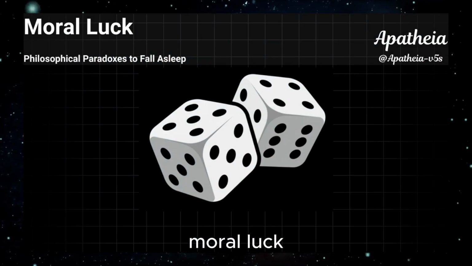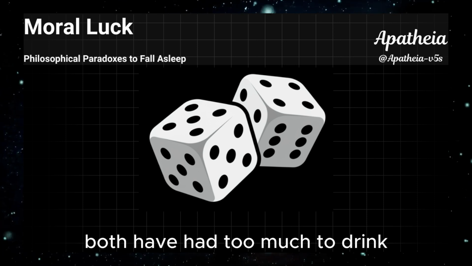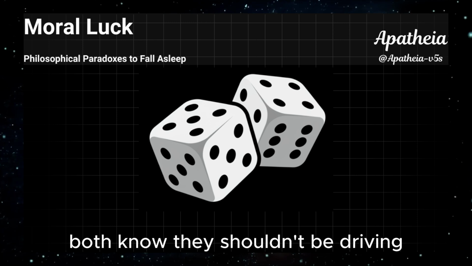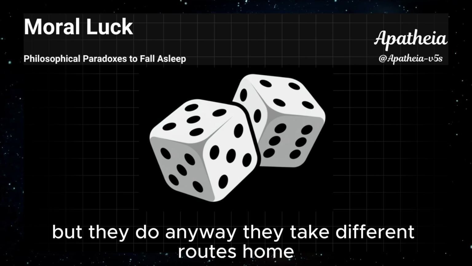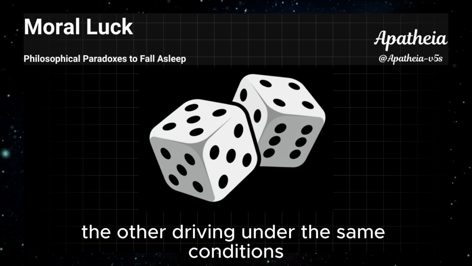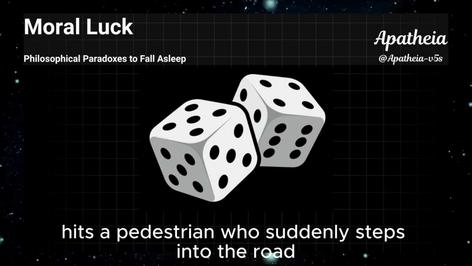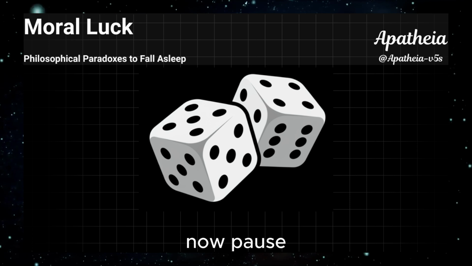Moral luck. Imagine two drivers leaving a party late at night. Both have had too much to drink. Both know they shouldn't be driving, but they do anyway. They take different routes home. One makes it without incident. The other, driving under the same conditions, hits a pedestrian who suddenly steps into the road. The pedestrian dies.